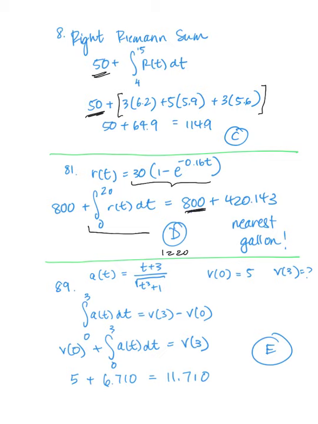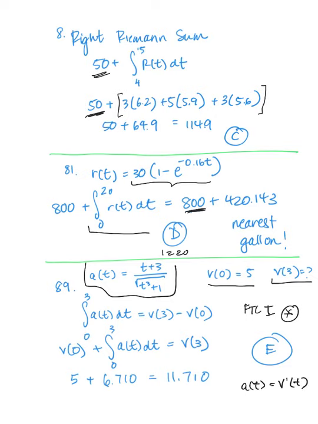And the last one, number 89, we have a particle that moves along the line such that we have this acceleration. We know the velocity at time 0 is 5. We're looking for the velocity at time t equals 3. So using FTC number 1, okay, which is important, we know that the area underneath the curve from 0 to 3 of a of t, but remember, a of t is equal to the derivative of v of t. Okay, that's going to give us v of 3 minus v of 0.